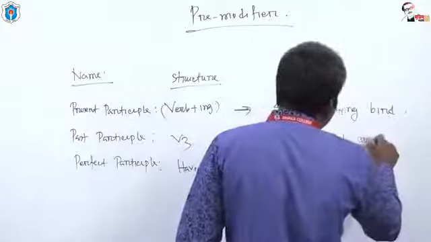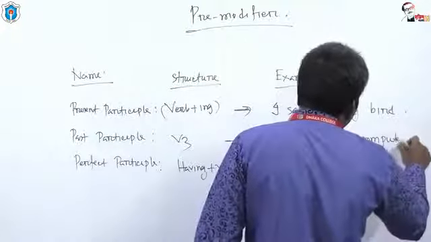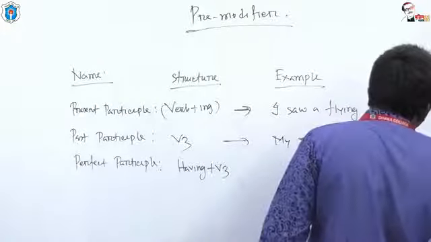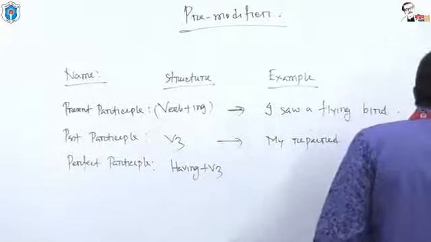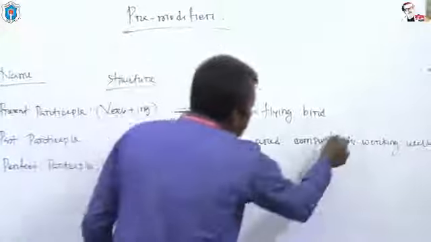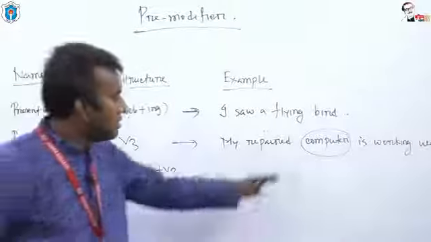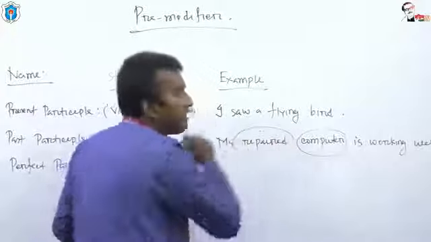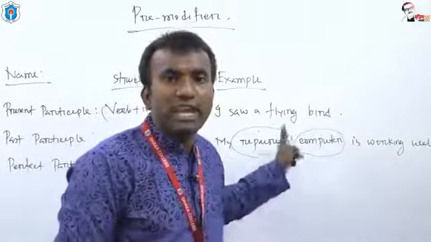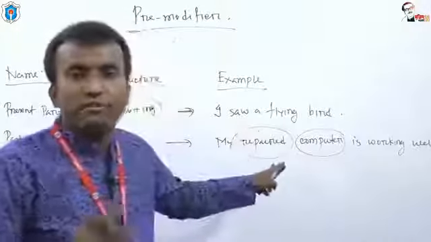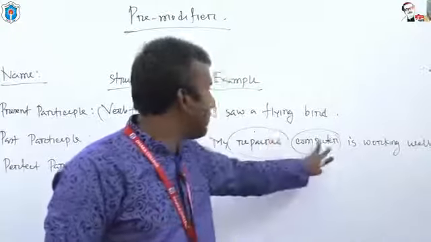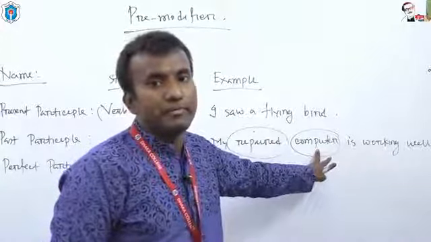My repaired computer is working well. Look at, please. My repaired computer. Computer is a noun. This noun is modified by repaired. Repair is a verb and the past participle form is used here. The past participle form is repaired. And this repaired modifies computer. Okay.